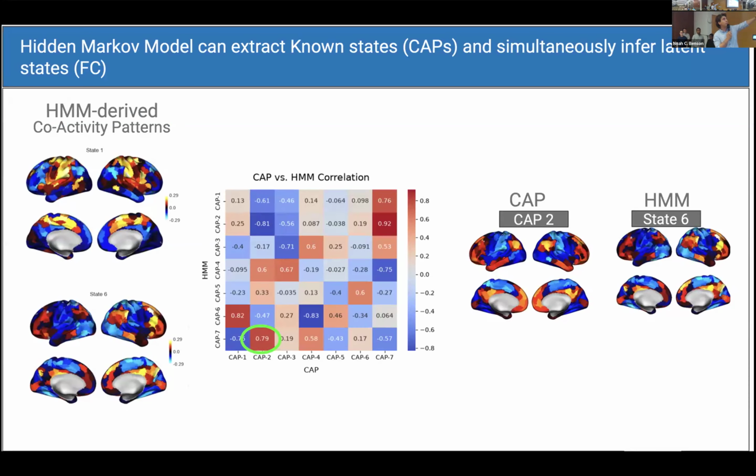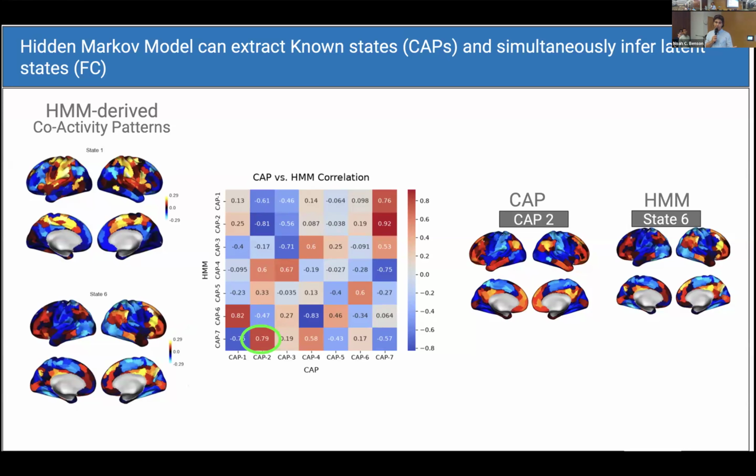So on the left are two of my CAPs, and on the right is a comparison of a CAP previously derived and a CAP created by the HMM. And you can see that they are similar, but a little bit different. Both of them show that DMN has been activated, but they are a little bit different. And you can see that generally there are differences in correlation across the activation patterns.